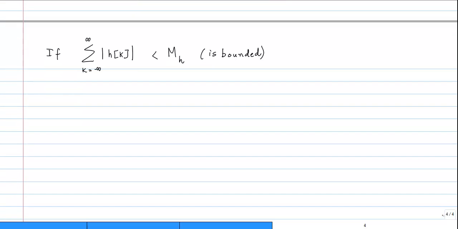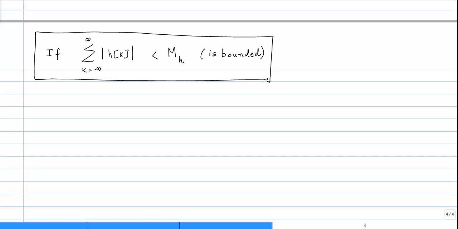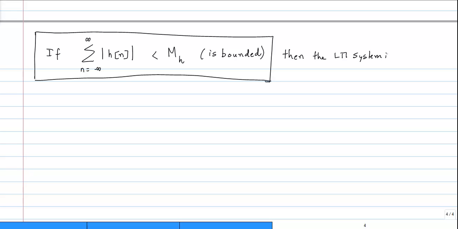Okay, so this is the condition which says, if the impulse response is absolutely summable, then the system is stable. Now notice here that we could have replaced the k by n, because this just is a dummy variable here, and then we can express it directly in terms of the impulse response h of n. So if this is bounded, then the LTI system is stable. If not, then the system is not stable.